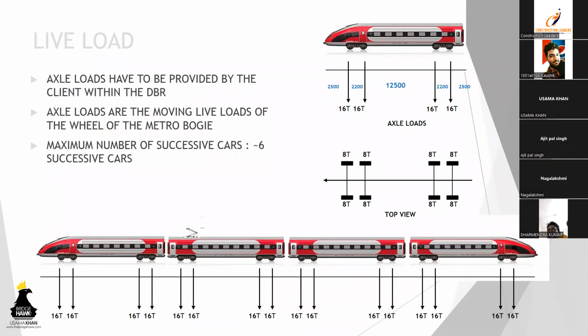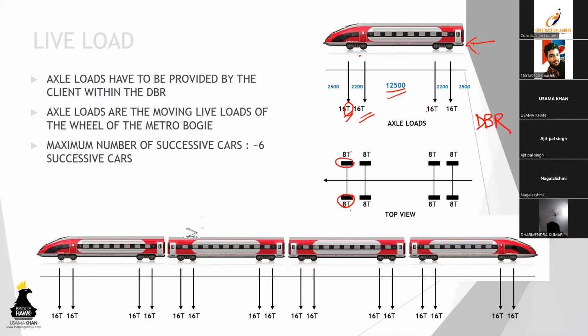Live loads are basically the bogie loads or the axle loads that must be specified by the DBR. So the design basis should also tell you what is the axle load, what is the loading that you have to be designing the structure for. Over here, this is a typical metro bogie that I've indicated. These are the axle loads, 16 ton per axle. So in the top view, one of the wheels is 8 tons, the other wheel is exerting a load of 8 tons. All these tonnage values have to be specified by the DBR.